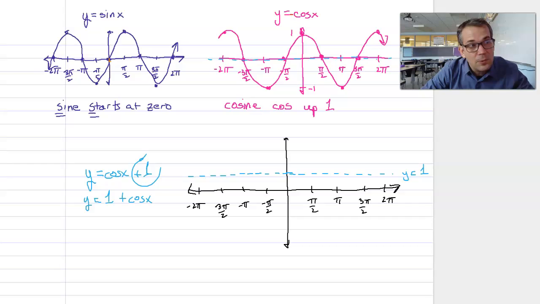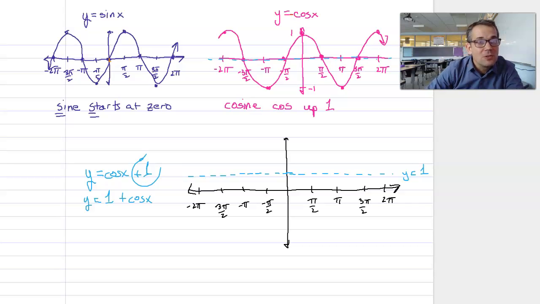Now, of course, if this were a plus 2, I would shift it up 2. If this were a minus 3, I would draw a new 0 line at negative 3. And that 0 line acts the same way that this x-axis up here acts. So that's it. Once I know where that 0 line is, I'm going to do similar things to what I do for the cosine function.